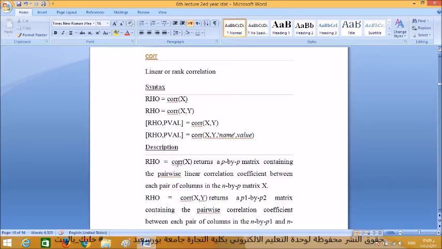The first syntax is rho equals corr of x, which returns a p by p matrix containing the pairwise linear correlation coefficient between each pair of columns in the n by p matrix. So the data must be entered or written as columns. It's an important point, as columns. So x is a column or x is a matrix, and also y is a column or a matrix.